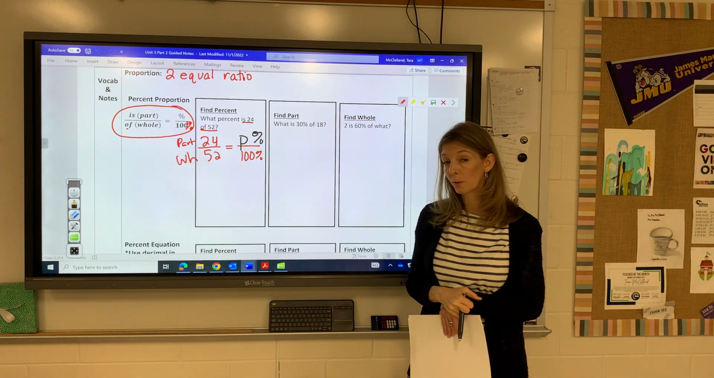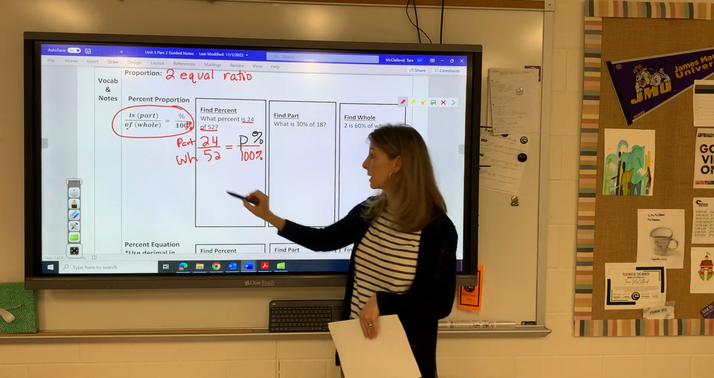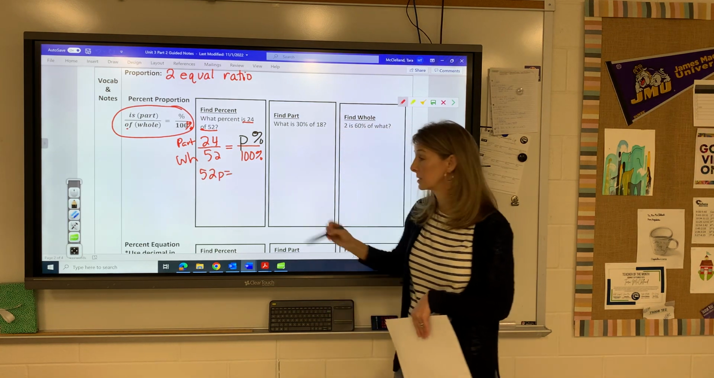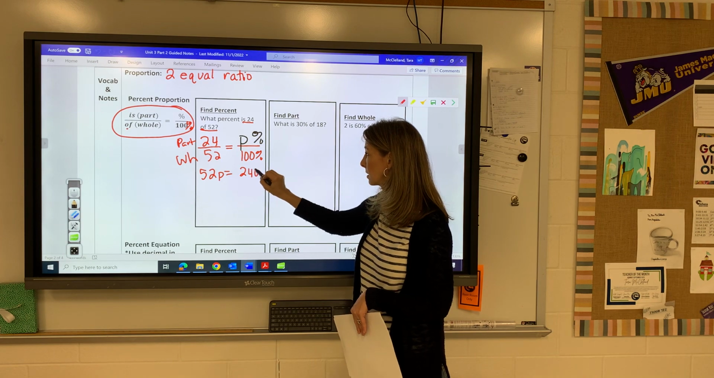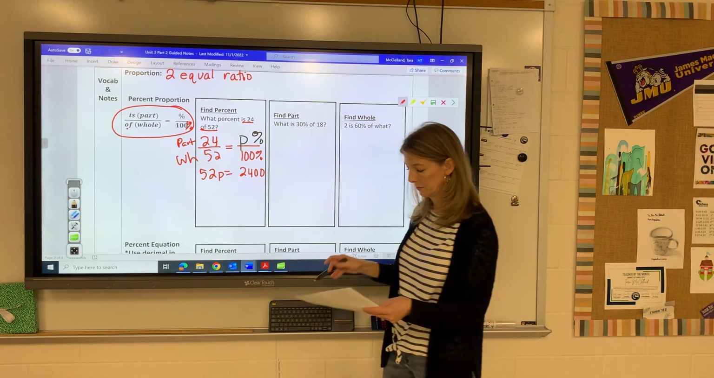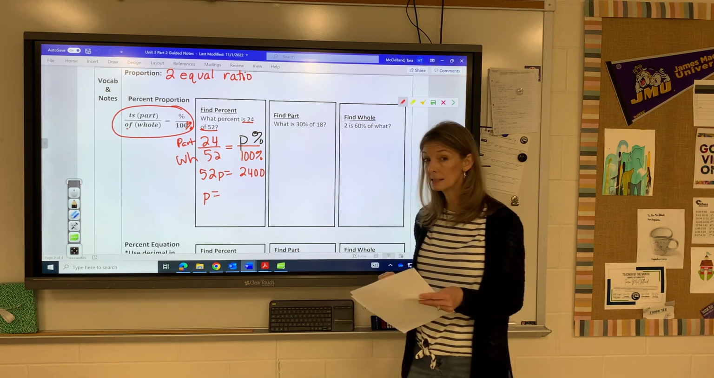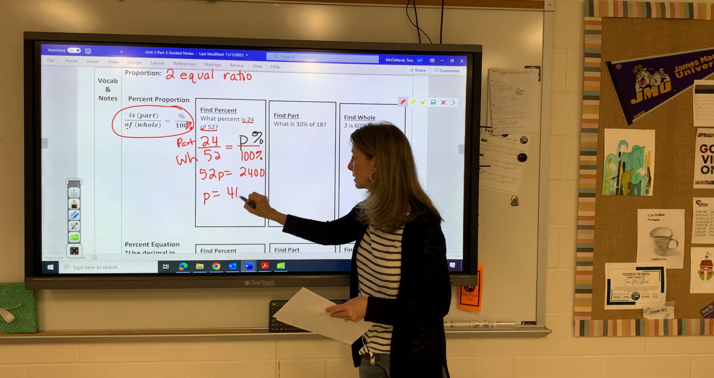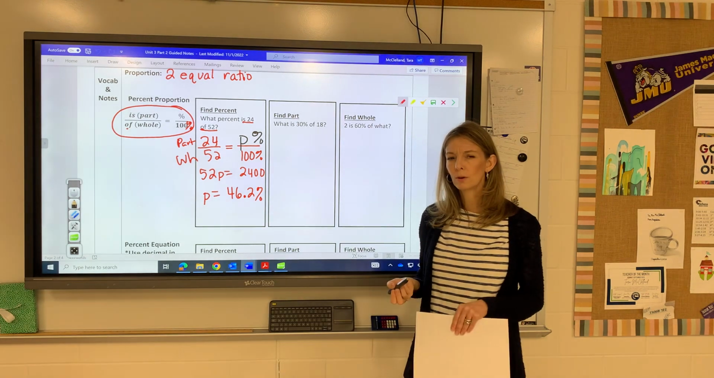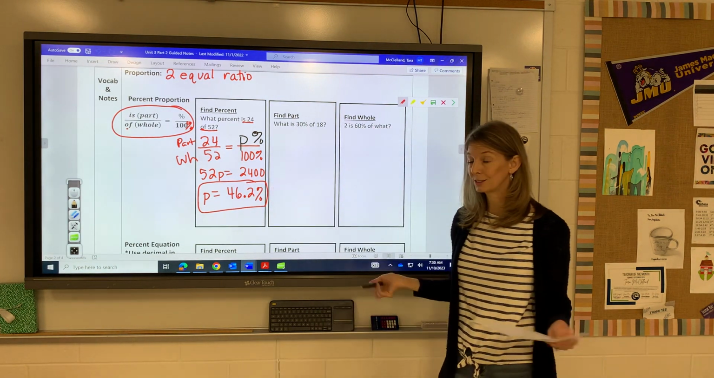And now I have a proportion set up where I can solve through cross multiplication. When I cross multiply, I end up with 52p equals 2400. I would divide both sides by 52, and I get p is equal to 46, and I'm going to go ahead and round here to the nearest tenth, 46.2%. That is my final answer.